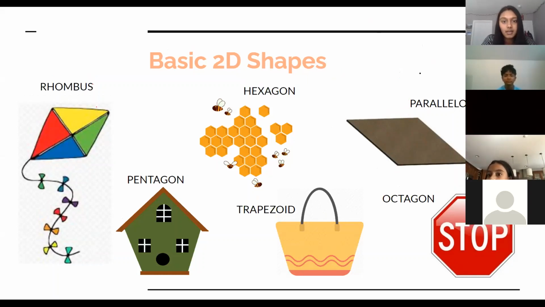Okay, if you can't see all the shapes, that might be because of this little thing where it shows everybody's videos. So you might just have to move that around the page.